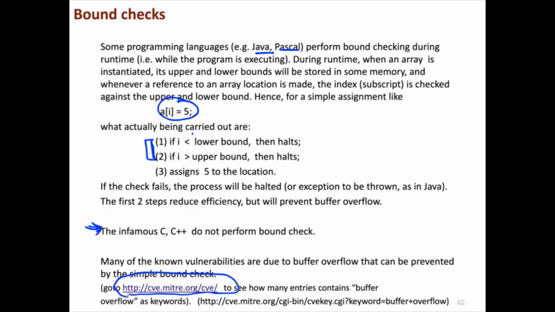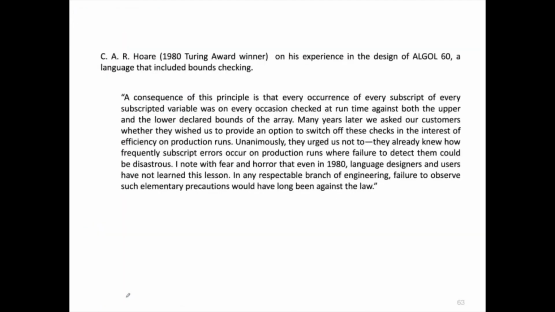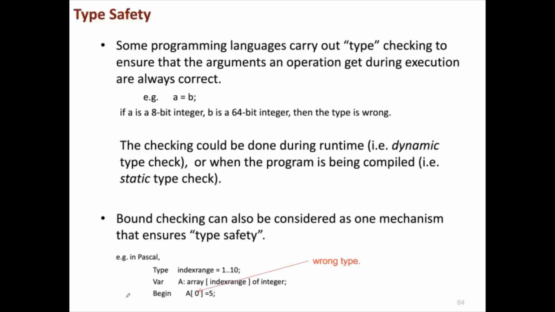Type safety. Some programming languages carry out type safety to make sure that the operands are of the same types. For example, A equals B. If A is 8 bits and B is 64 bits, and you do A equals B, then potentially you will have an integer overflow problem. So some programming languages also do this check. When you want to assign something, they make sure that these two are of the same types.